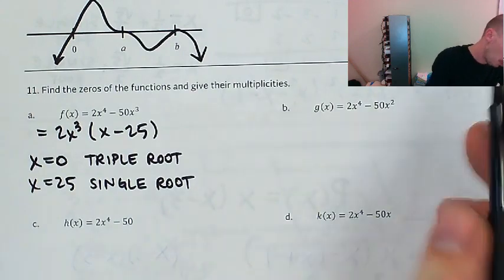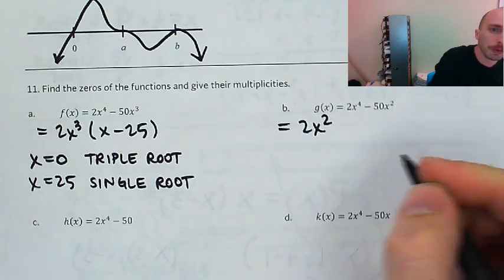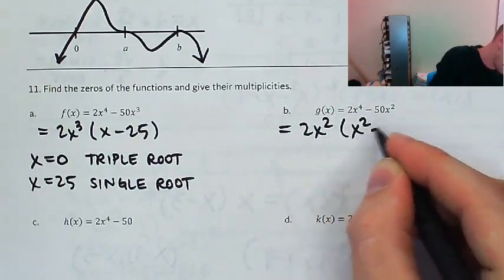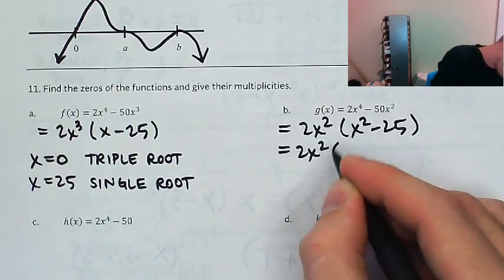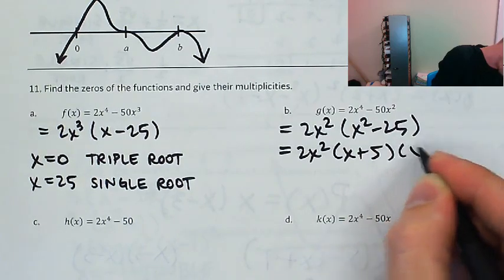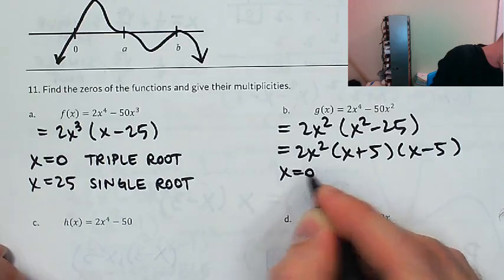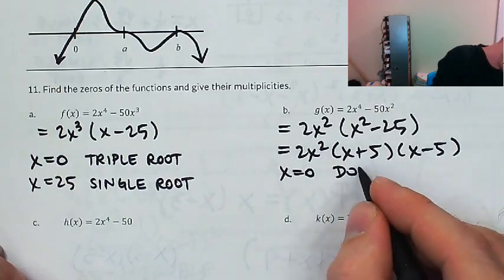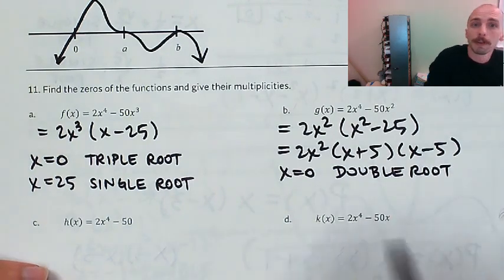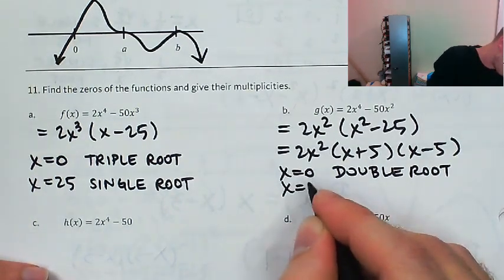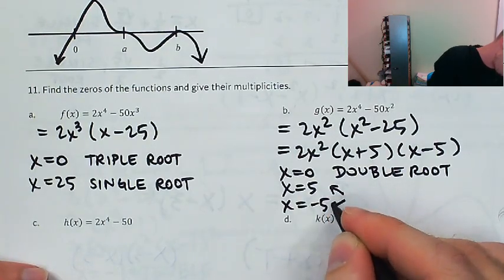Okay, but anyway. Now I'm going to do the same thing. I'm going to factor out 2, but only 2 powers of x this time. So it's 2x squared times (x squared minus 25). And I can factor this a little bit more. So that's 2x squared times (x plus 5) times (x minus 5). So now I'll have 3 roots this time. I'll have x equals 0, which is going to be a double root because of the exponent of 2. Okay, I'm going to have 5 and negative 5, and those will both be single roots. Did it once.